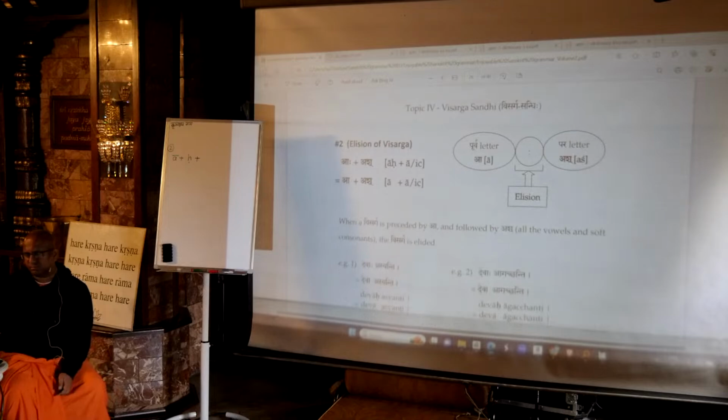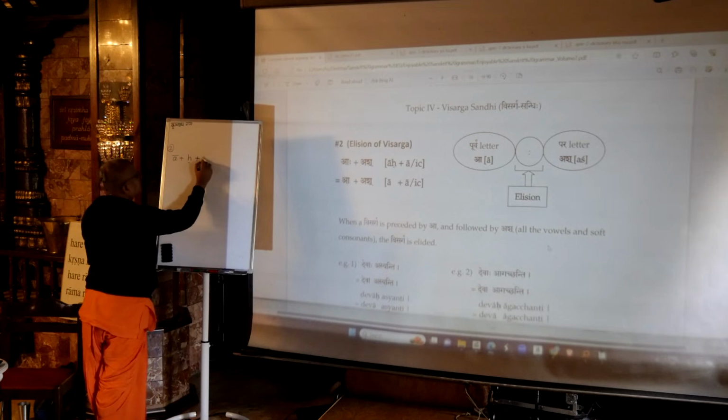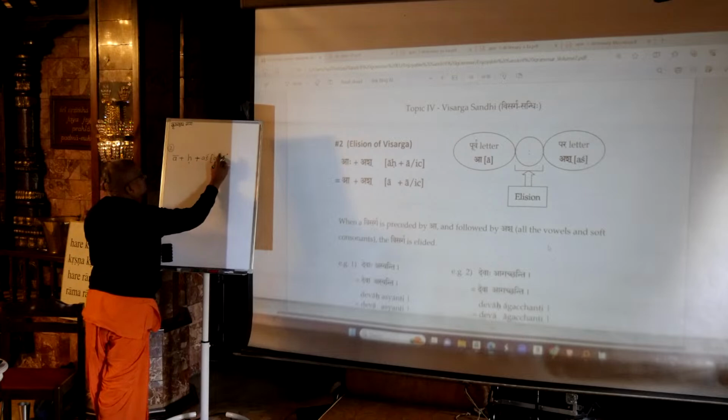A plus visarga plus ash, like that. Ash. So what's happening here? When a visarga is preceded by akara and followed by ash, which means all the vowels and soft consonants. All the vowels and soft consonants. Ash. Okay? All vowels plus soft consonants. Just one case.